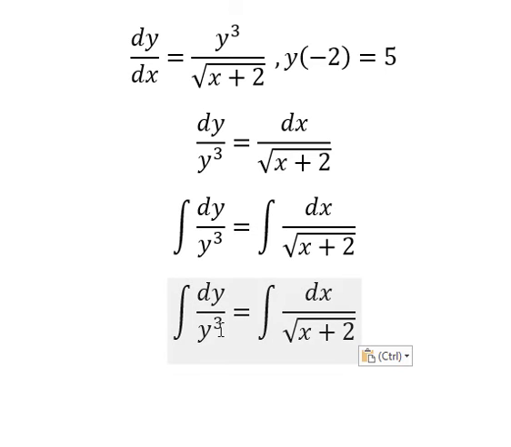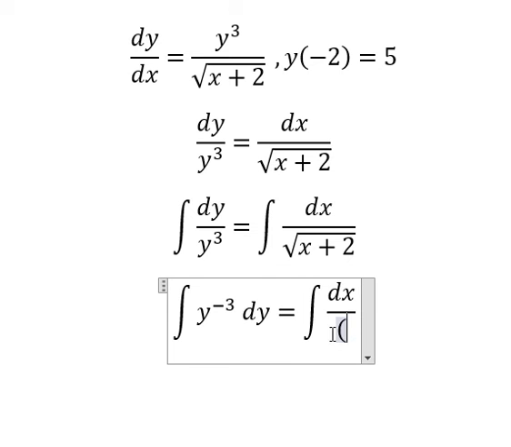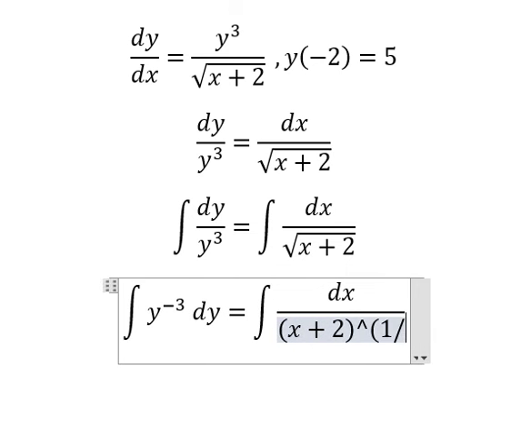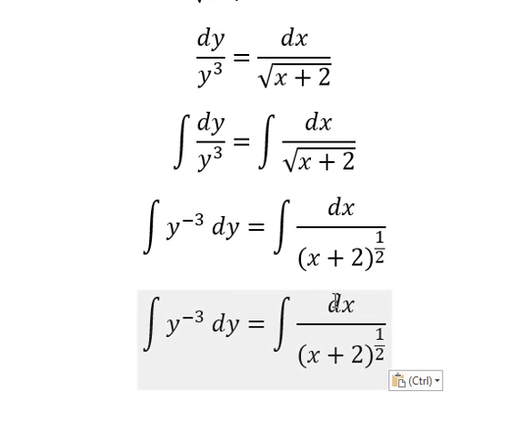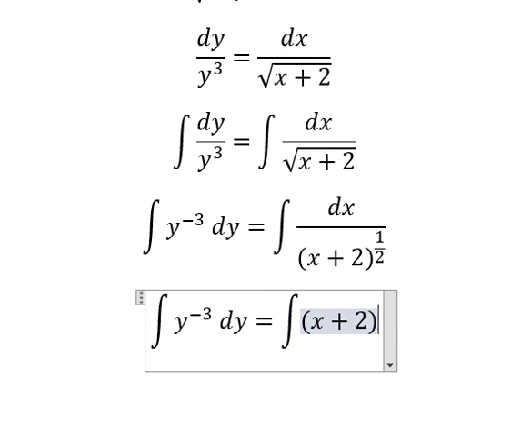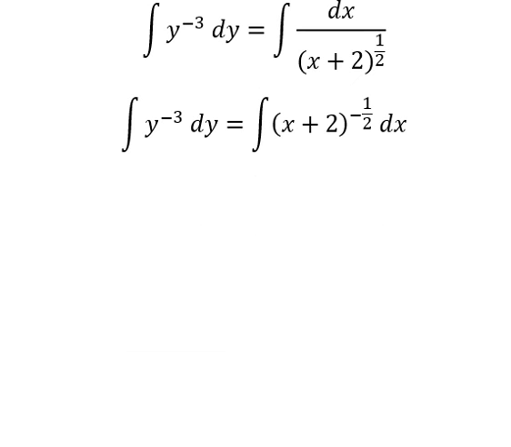So if we want to put this one on numerator, we need to put the negative sign next to number 3 in here. This one, we know that the square root, that is about 1/2. So if I want to put this one on numerator, we need to put the negative sign on the power. And now we have the final answer.